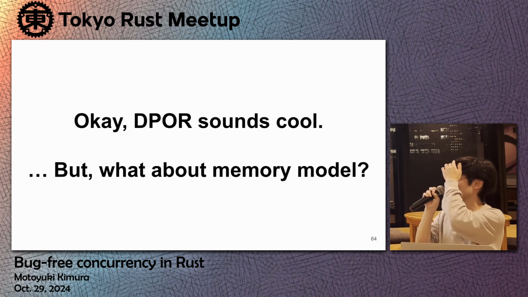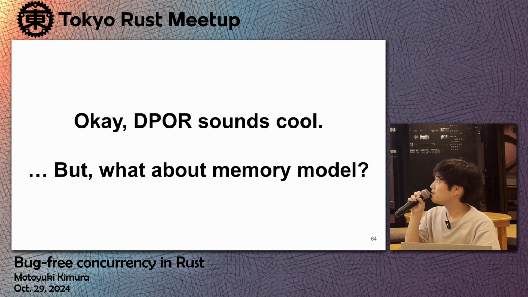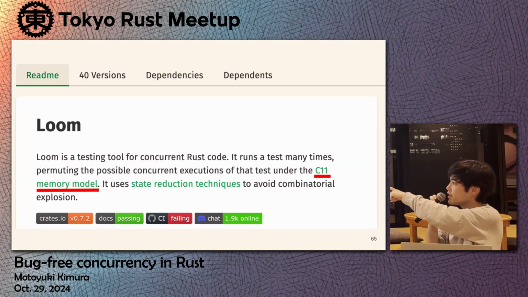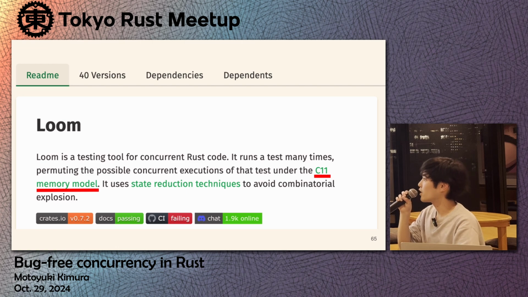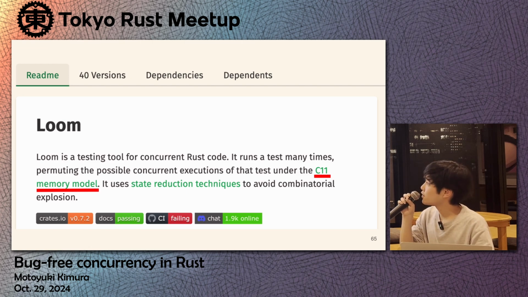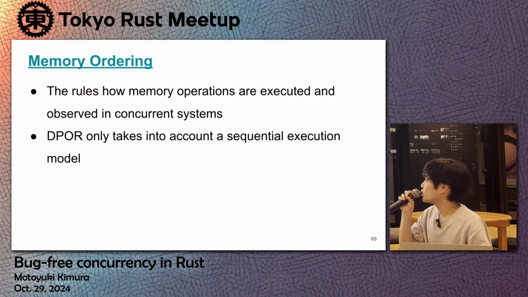Okay, this is the last topic. DPOR sounds good, but if you look at the Loom documentation closely, you find the word memory ordering. Actually, Loom can handle subtle read results caused by memory ordering. So let's see how Loom handles this additional complexity.